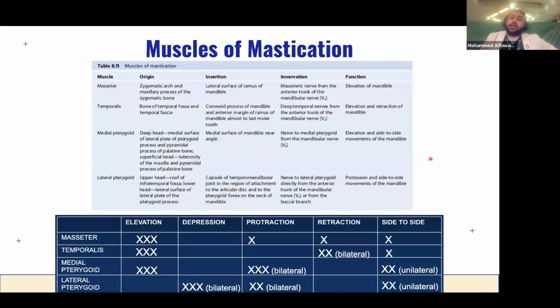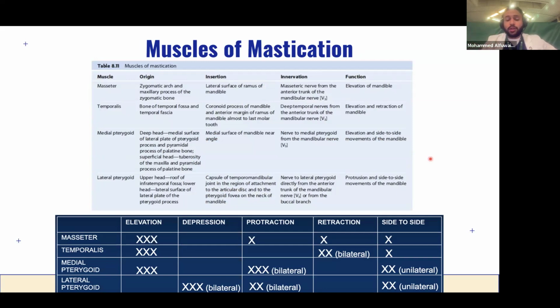Now, the branch which is V3, the mandibular, will have motor function, which is to the muscles of mastication. From the muscles of mastication, we have four. We have the masseter, the temporalis, medial, and lateral pterygoid. Masseter is this one over here. You can feel it if you chew, okay? Temporalis is here, and then the two pterygoids are a little bit deeper.